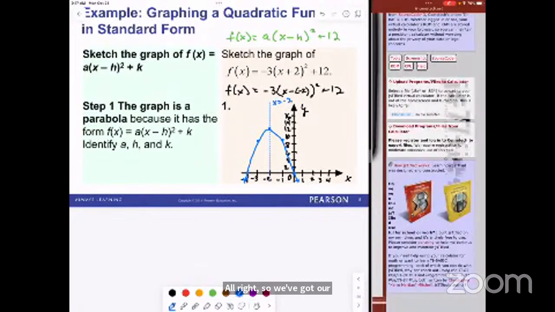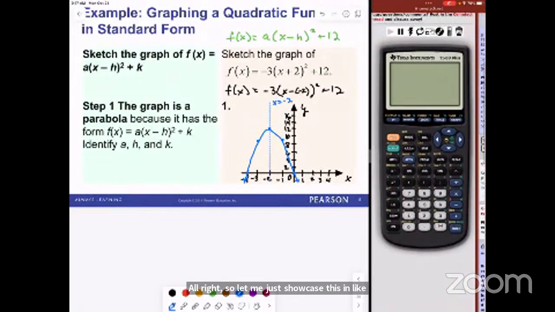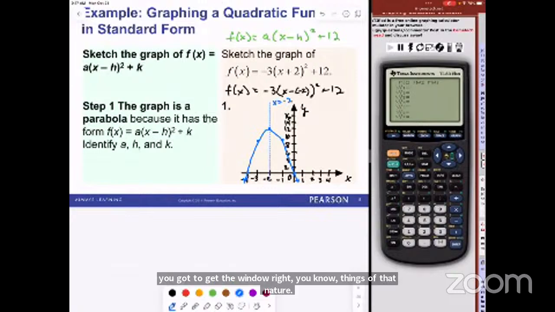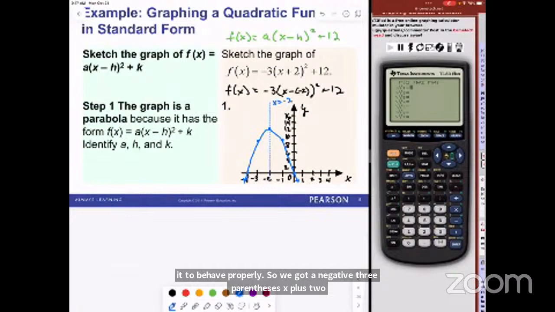All right. So let me just showcase this in like a TI-83 plus, right? So if we go to our y equals, it's not as straightforward as just typing it in. I mean, you still have to have some level of awareness of what you're doing, because you got to get the window right, things of that nature for it to behave properly. So we got a -3 parentheses x plus 2, close parentheses, squared, plus 12, okay?